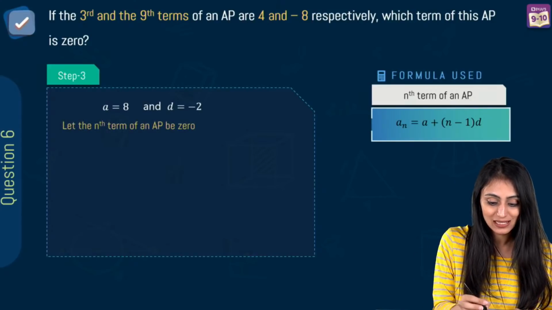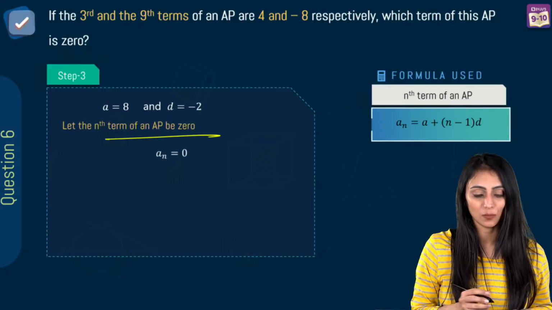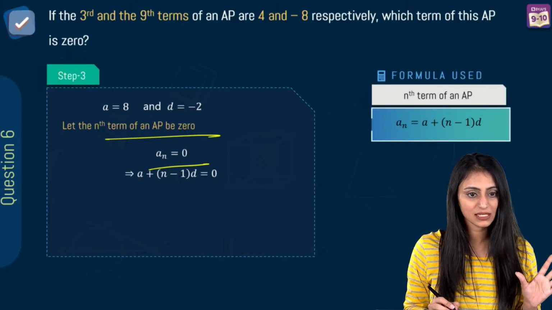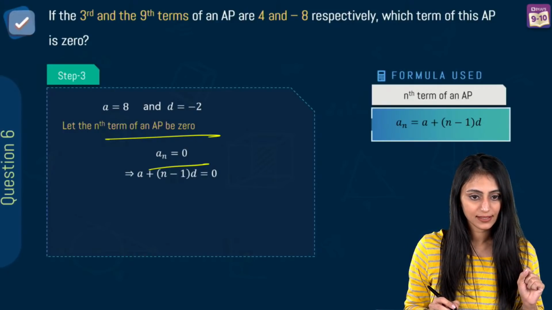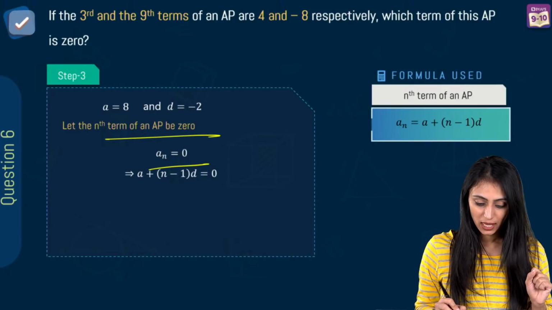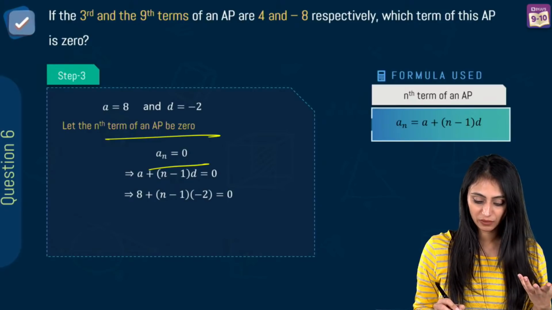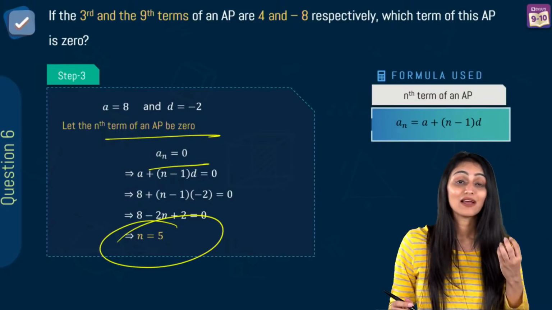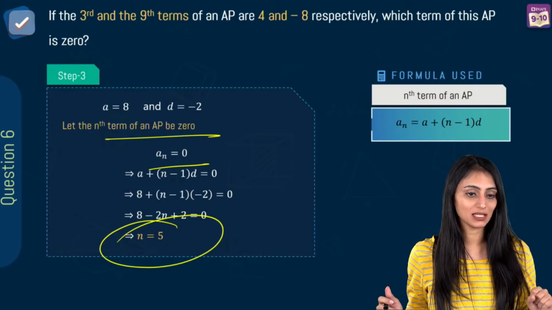N. So I'll say, let's say nth term of the AP be 0. Let's equate an with 0. Open the formula. A plus n minus 1 d. Let's put everything, A and d, whatever values we have, we will simplify this and we get n as 5. That means fifth term of this AP is going to be 0.